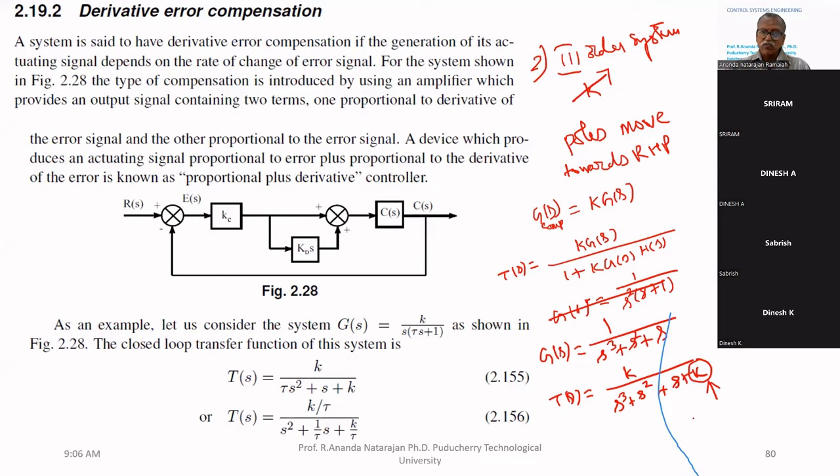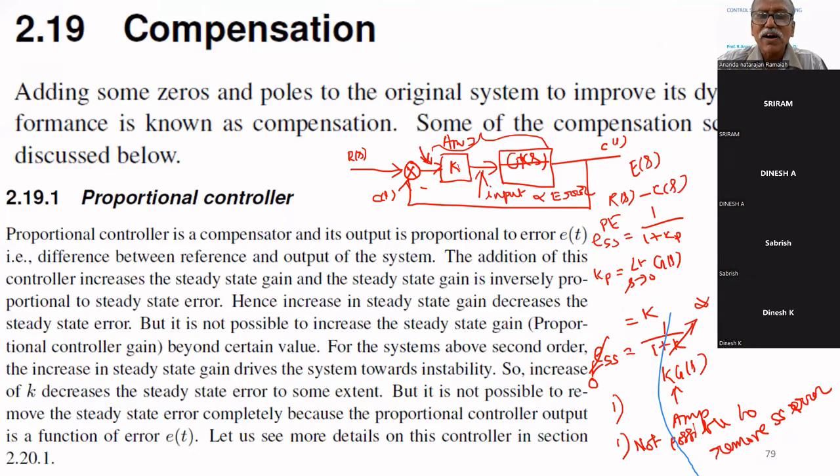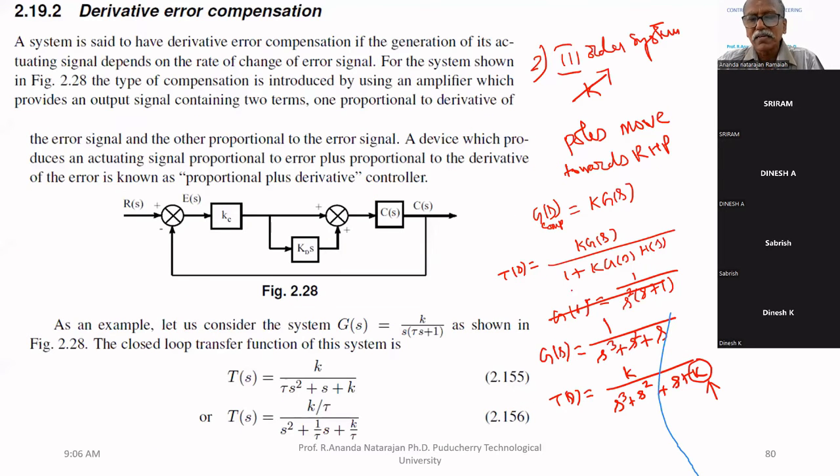In the closed loop transfer function, in place of G of S we substituted 1 upon S cube plus S square plus S, and we get K upon S cube plus S square plus S plus K. Here K is part of the denominator. We included K in the forward path, in the numerator, but in the closed loop it becomes part of the denominator. That's why the poles will vary as K varies.